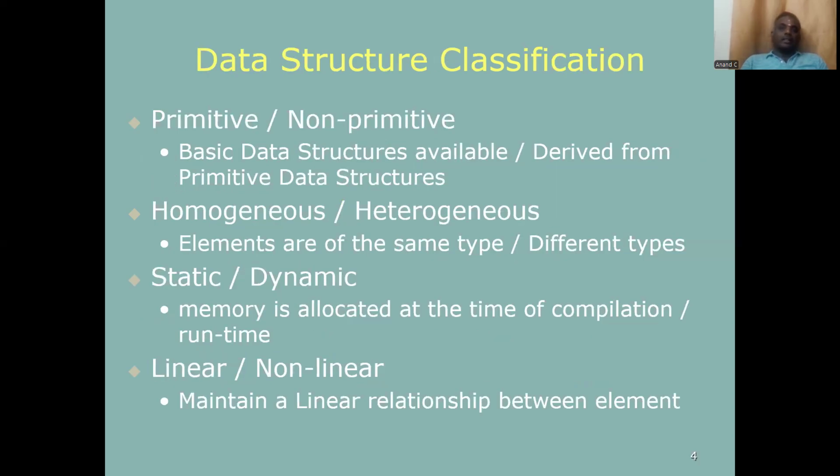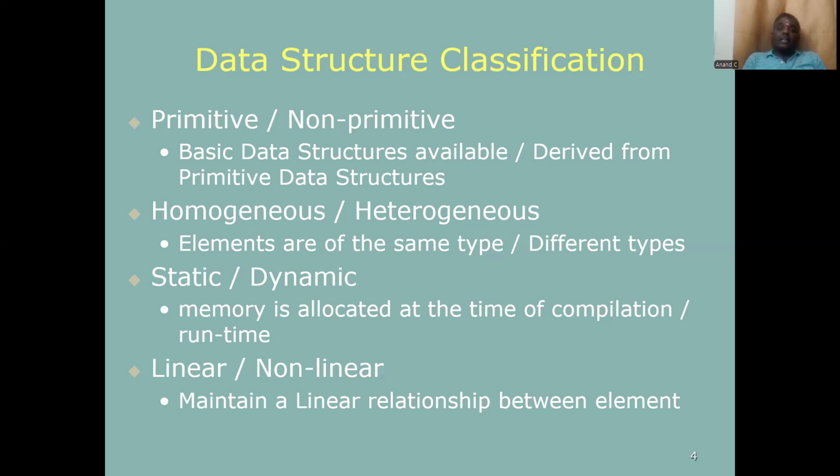Next, what is data structure classification? How can you classify the data structures? There are basically primitive data structures and non-primitive data structures. Primitive are the basic data structures, but non-primitive ones are derived from the primitive data structures. Next is homogeneous and heterogeneous data structures. Elements are of the same type or different types. If the elements are of the same type, it is homogeneous, otherwise heterogeneous.